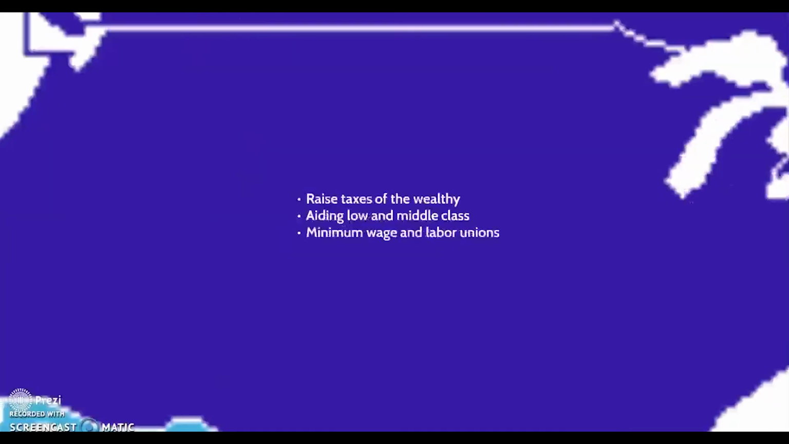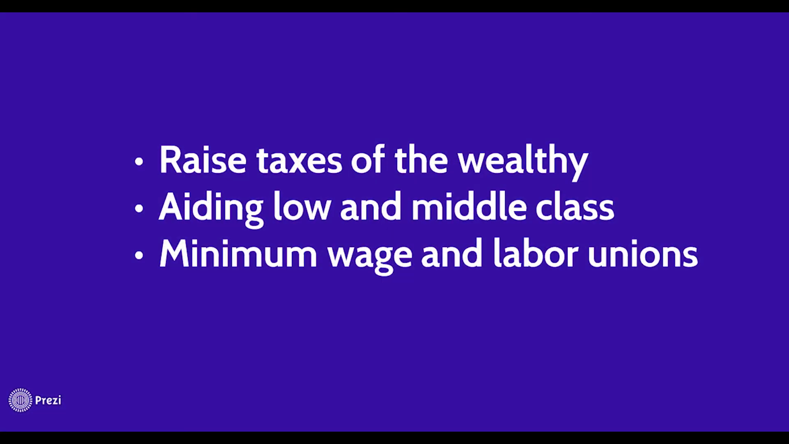Moreover, to fight income inequality, developed countries must focus on raising taxes for the wealthy to fund government efforts that aid the low and middle class. Those efforts include universal health care, public education, and social security. Another strategy would be to raise the minimum wage and strengthen labor unions in order to increase workers' wages and bargaining powers. Nevertheless, there are reasons why countries would not want to pursue these strategies.